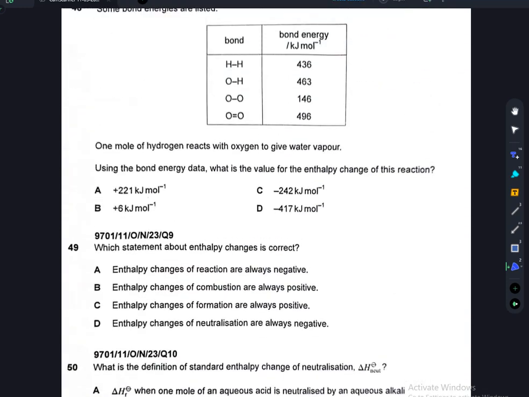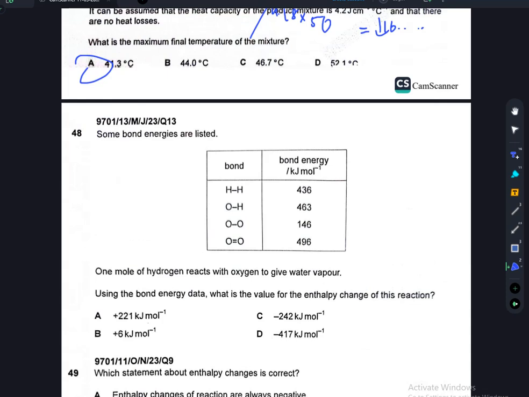So we are moving towards the end. Finally, alhamdulillah. 48. 1 mole of hydrogen reacts with oxygen to give water vapor. Using the bond energy data, what is the value for enthalpy change of this reaction? This is very easy. So oxygen double bond oxygen plus H–H gives us O–H, O–H. For double bond oxygen, this is 496 for 1 mole. So this would be, no, I'm weak in maths, 496 divided by 2, 248.